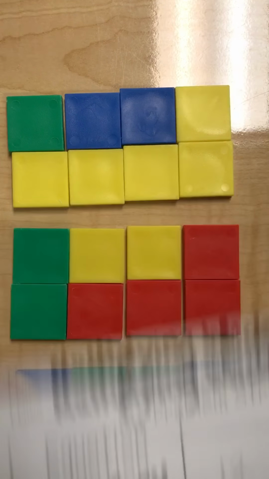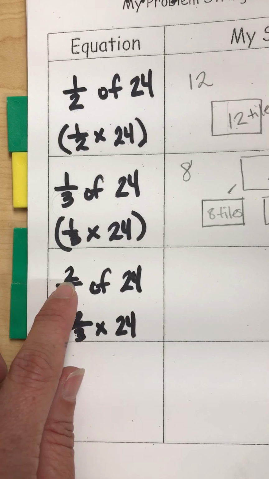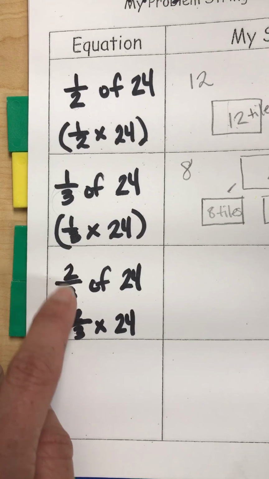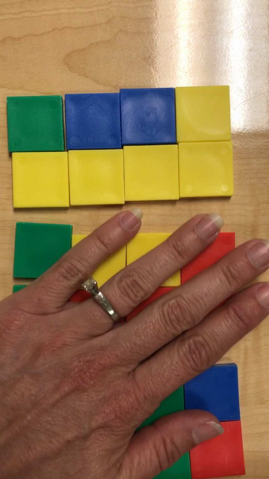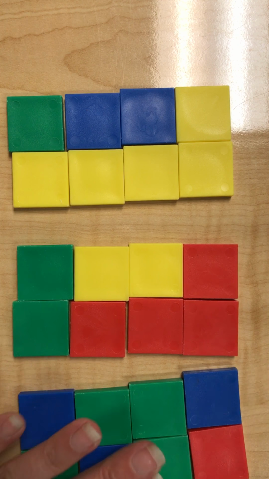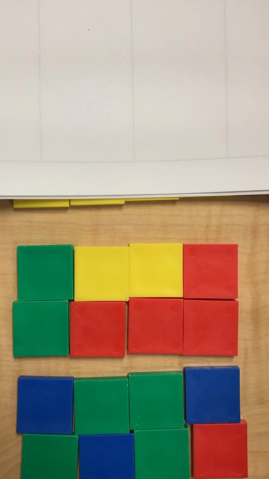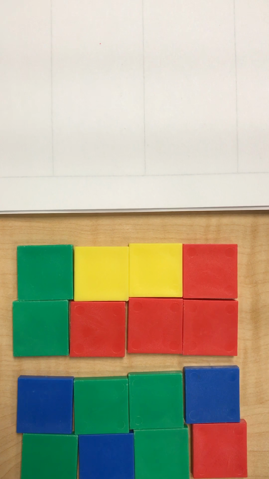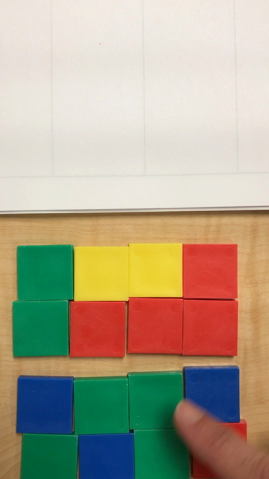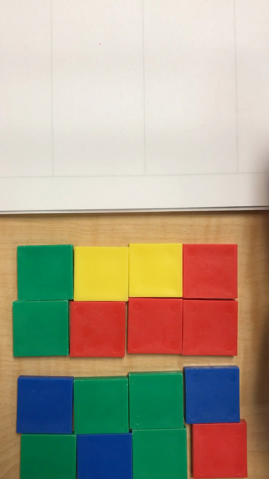So now that I have my 3 equal groups, I need how many of those groups? I need 2 out of the 3. So if I look at just 2 out of the 3 groups, I have this group and this group, which is 8 and 8. I don't need this group. Okay, this group we don't need because we need 2/3. So we had 3/3, but now we have 2/3. So we have 8 and 8, which equals, you got it, 16.